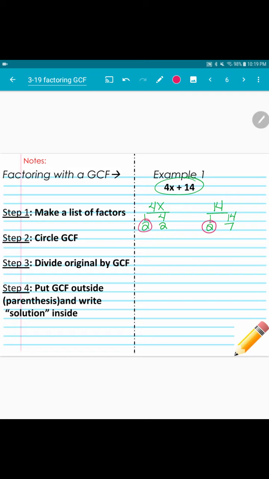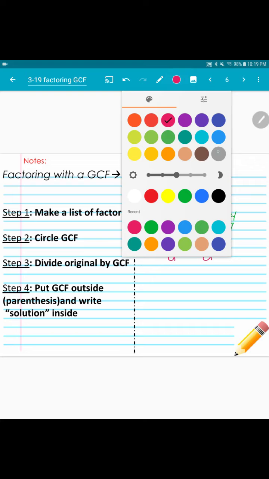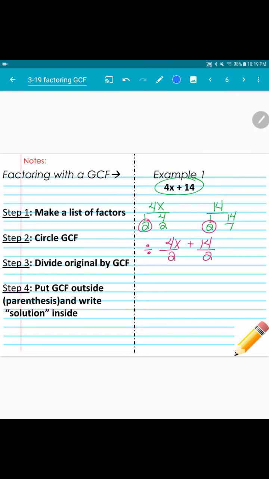Now what we're going to do is we're going to divide our original problem. So our original problem was 4x plus 14. And we're going to divide that by 2. All right? But I need to write my answer for that. So while I'm dividing those things, I want to write my simplified answer. So 4 divided by 2 is 2. X divided by nothing is just x. 14 divided by 2 is 7.